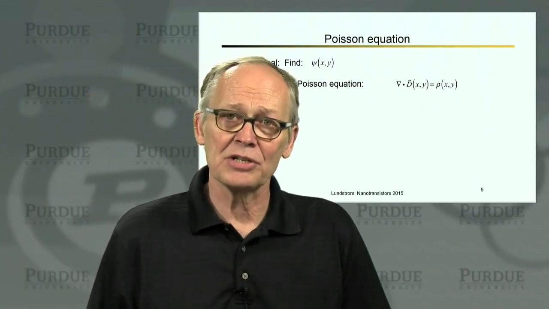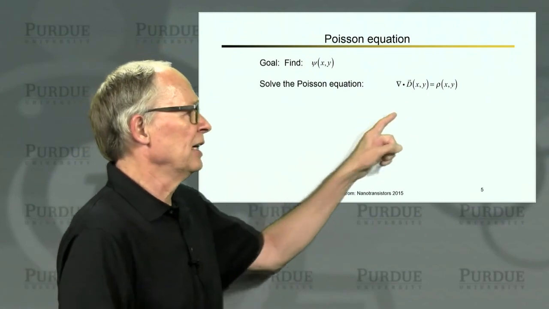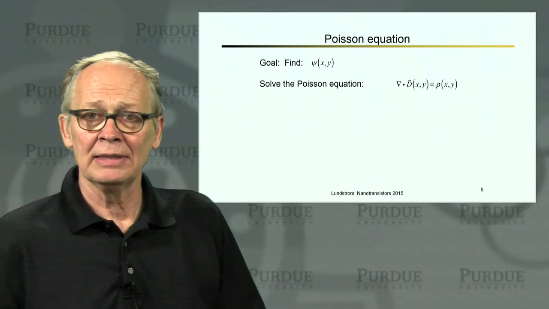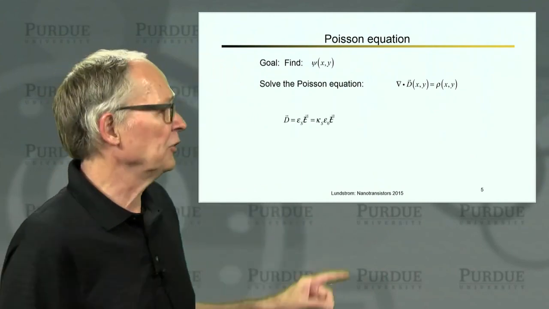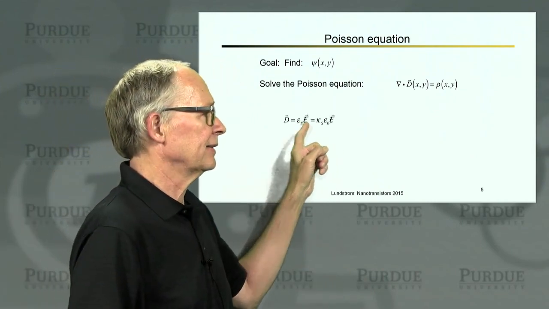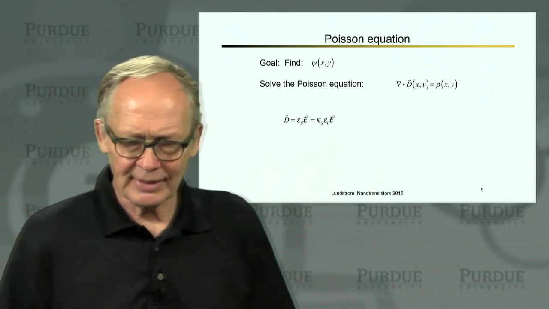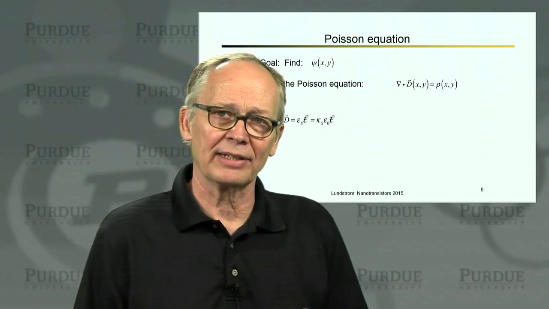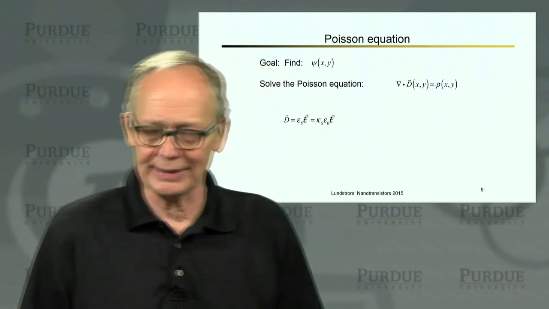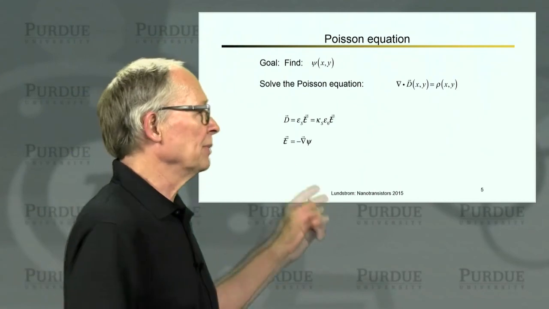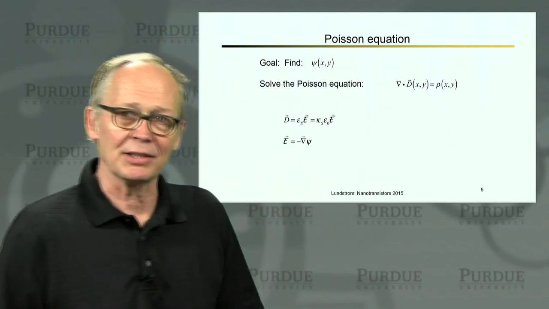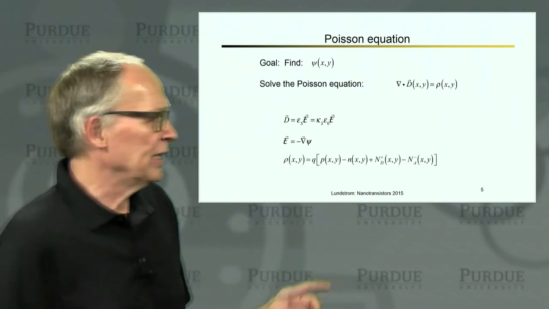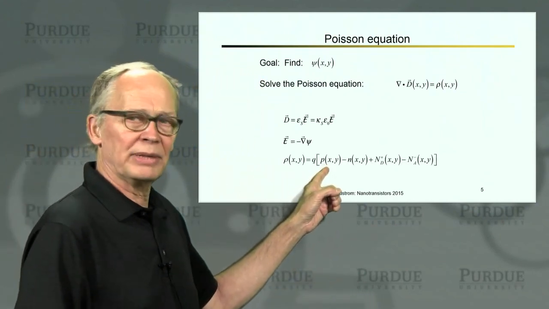So the Poisson equation, you'll recall, can be written as divergence of the displacement field is equal to the charge density. You'll remember that the displacement field is dielectric constant times the electric field. And the dielectric constant of a semiconductor is its relative dielectric constant times the permittivity of free space, epsilon naught. You'll remember that the electric field is minus the gradient of the electrostatic potential.